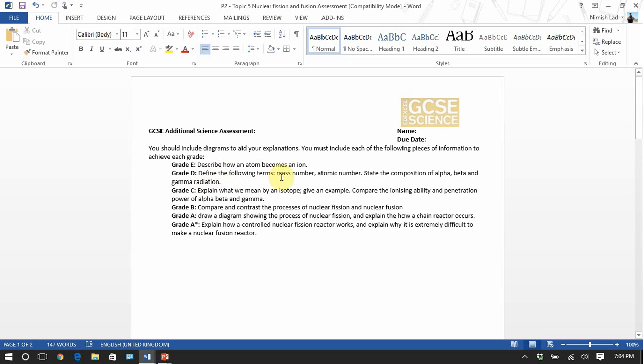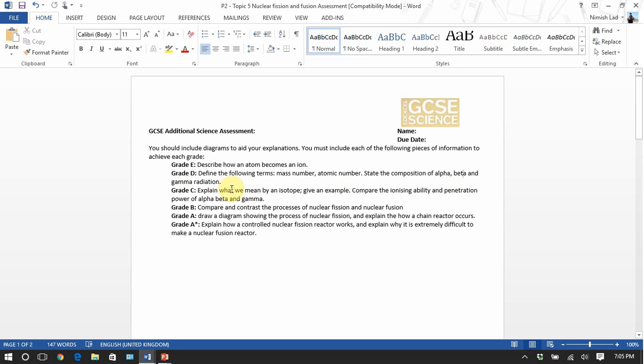Define the following terms: so mass number, number of protons and neutrons; atomic number, number of protons. State the composition of alpha, beta, and gamma radiation. So that's 2 protons, 2 neutrons. That's an alpha particle. It's also a helium nucleus. A beta particle is a high energy electron, generally from the nucleus. Although it says define or state the composition, so you don't need to say from the nucleus, but get into the habit of saying it's a high energy electron from the nucleus.